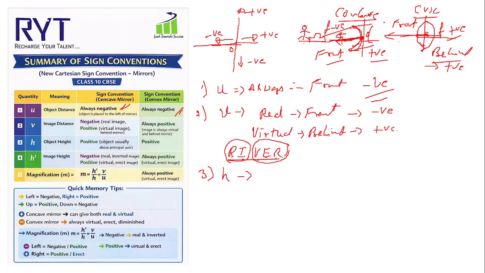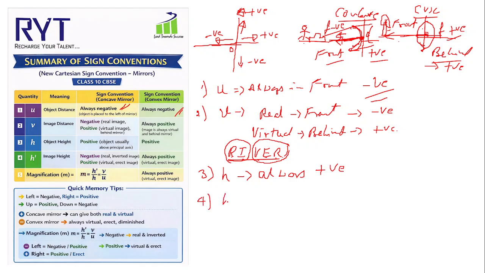If a lamp post is there, it will be like this. If a tree is there, it will be like this only, correct? We are going to see the image like this. So they are always going to be above the principal axis, so they are going to be positive. Object height is always positive, because it is above the principal axis.